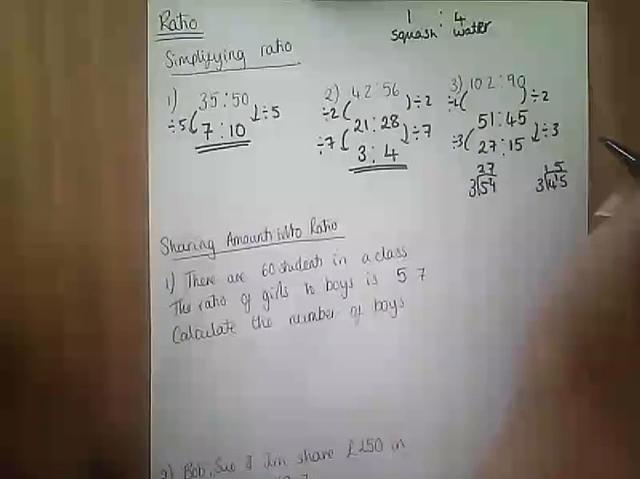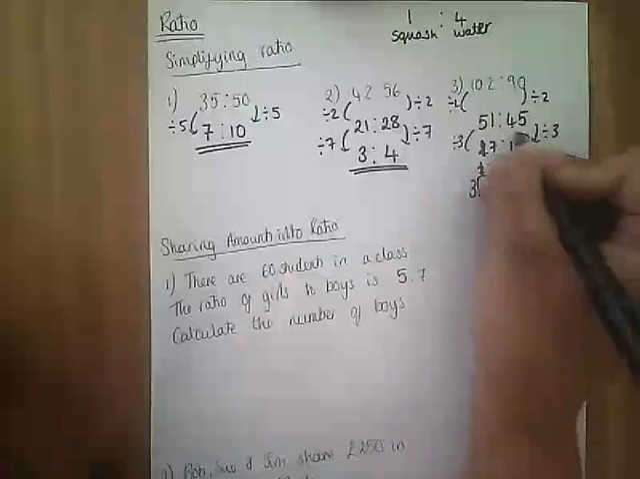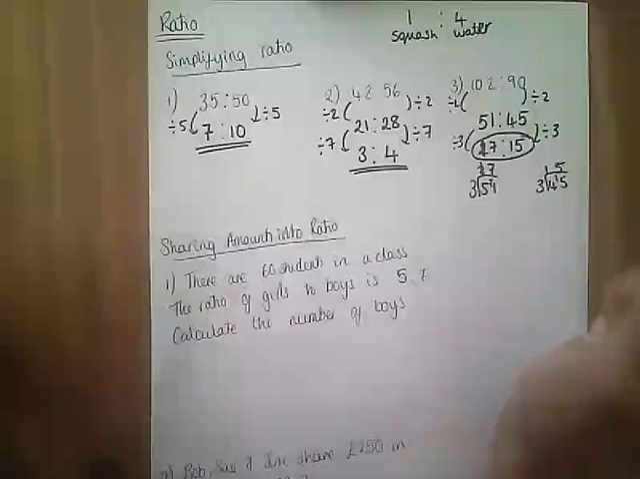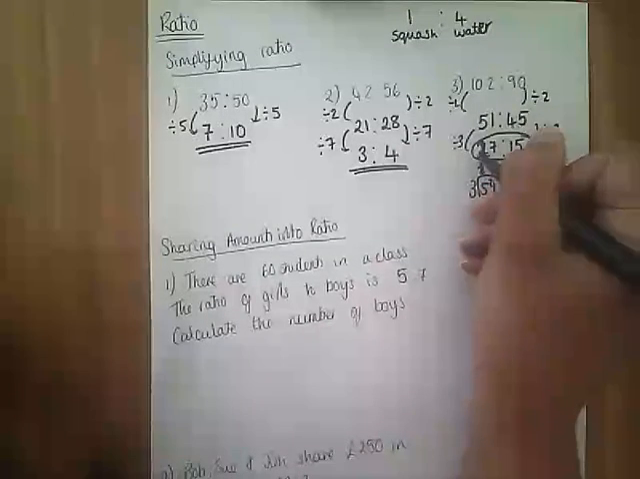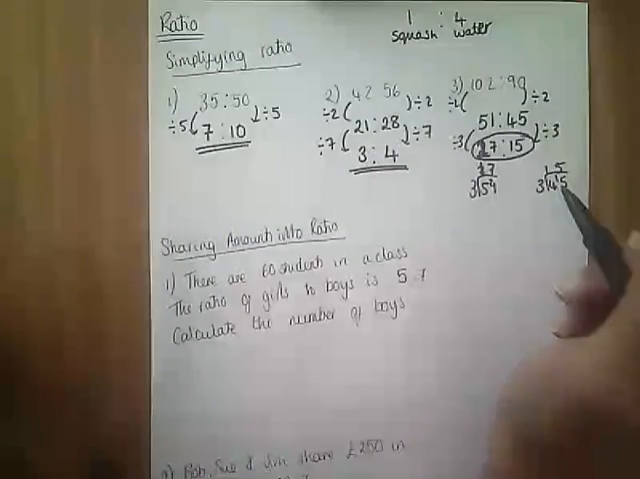Hang on, that's not right. 3s into 5 go once. That should be 17 to 15. Sorry, that's my bad. 17 to 15. Okay, that is as simple as it goes. There is no number that goes into both 17 and 15.